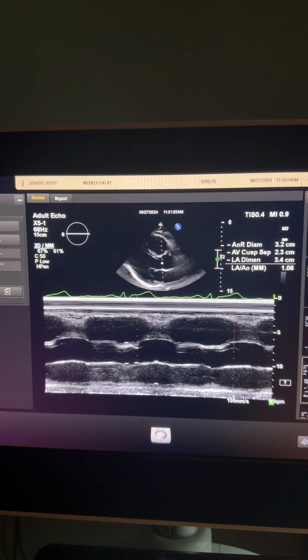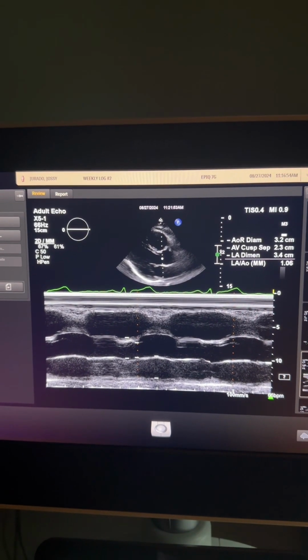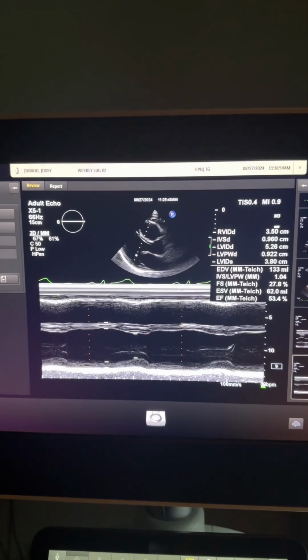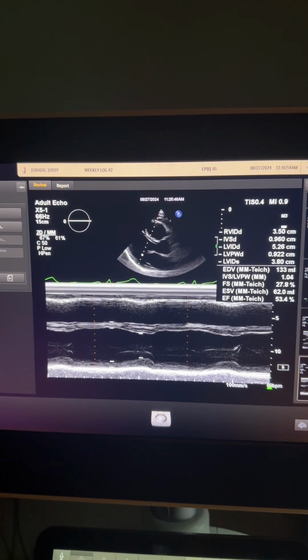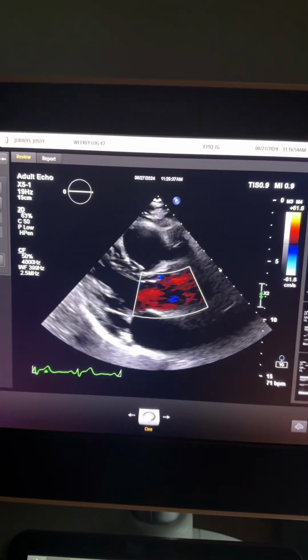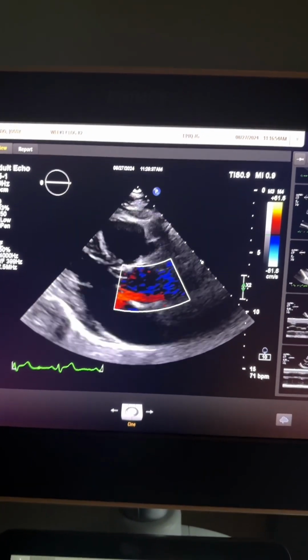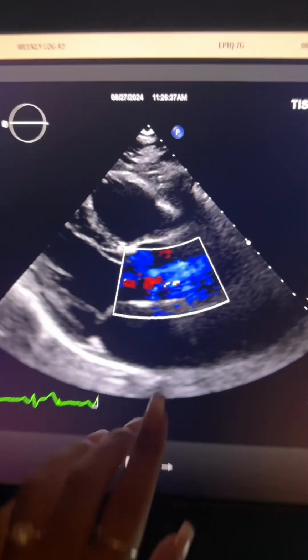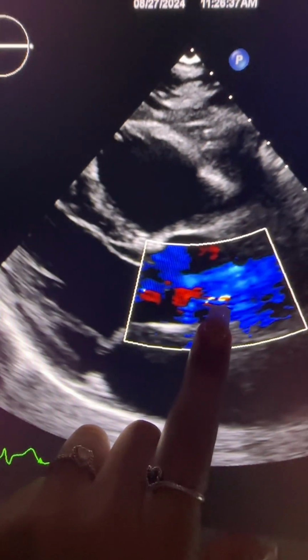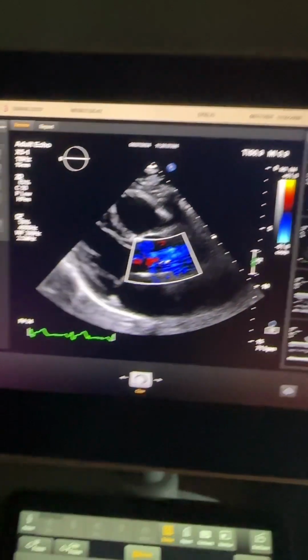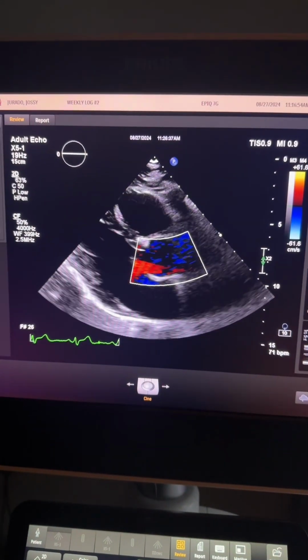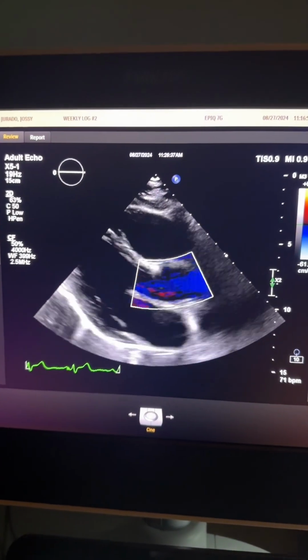I did M-modes of the aorta, mitral, and left ventricle. I did color Doppler on my aortic valve. Here is a little trace of regurgitation that this patient has, and here it is live.